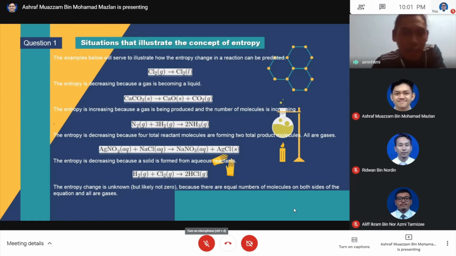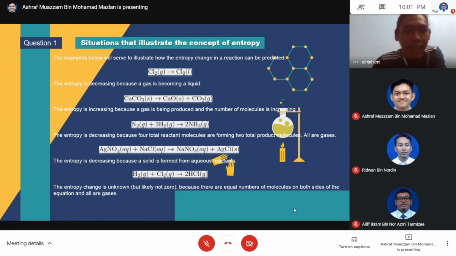The second reaction is CaCO3 solid becoming CaO solid plus CO2 gas. The entropy is increasing because a gas is being produced and the number of molecules is increasing. The next reaction is N2 gas plus 3H2 gas becoming 2NH3 gas. The entropy is decreasing because four total reactant molecules are forming two total product molecules.